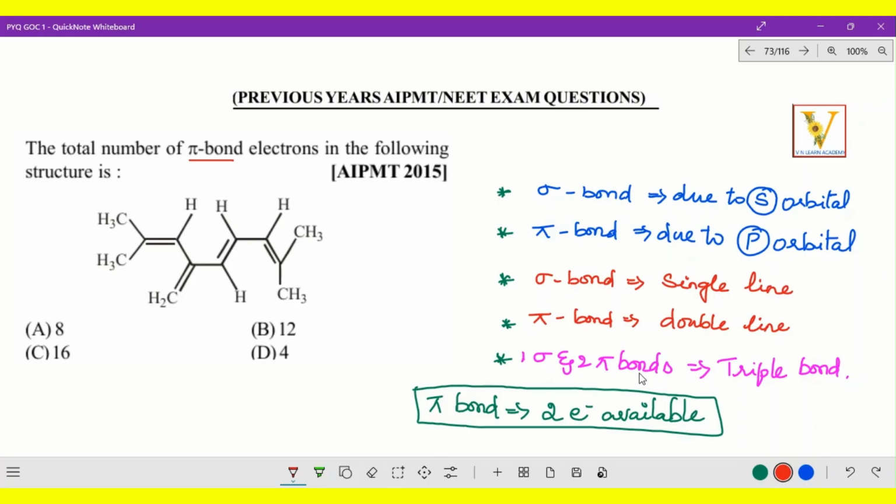One sigma and two pi bonds. That is a triple bond. Yes, come to this point. Here they have given one product, that means they have given one compound. In that, how many pi electrons are there? Now we have to identify.